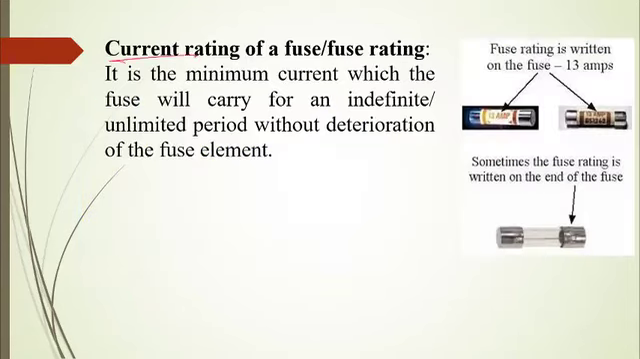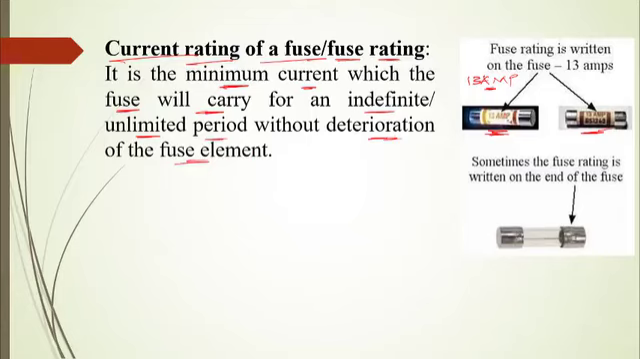At this point, let's talk about the current rating of a fuse, which is also known as the fuse rating. If you've ever seen a fuse before, look at it critically again. You would notice that most times on it is written 13 AMP. 13 AMP means 13 amperes, and this is the minimum current which the fuse will carry for an indefinite, unlimited period of time without that fuse deteriorating.